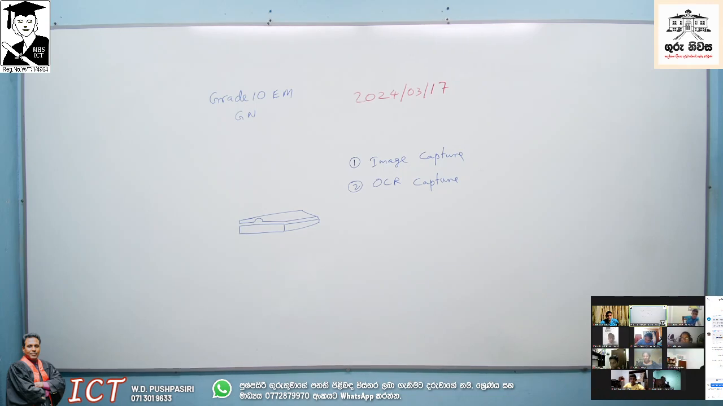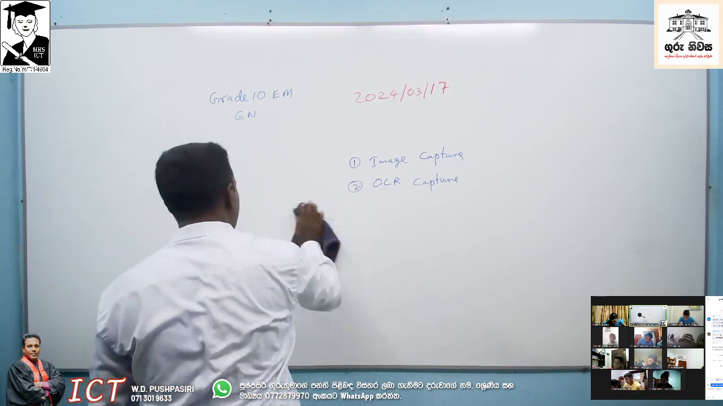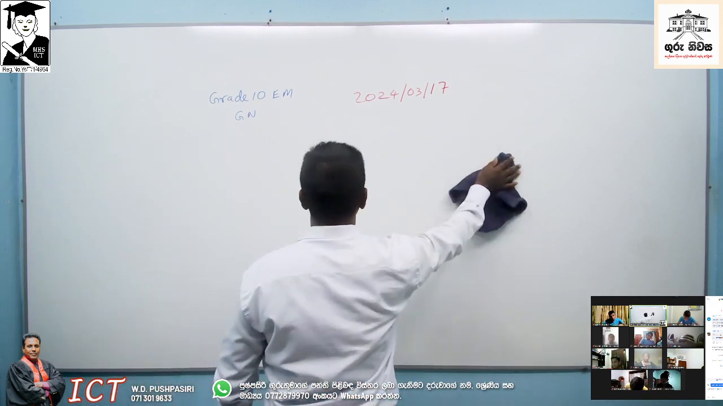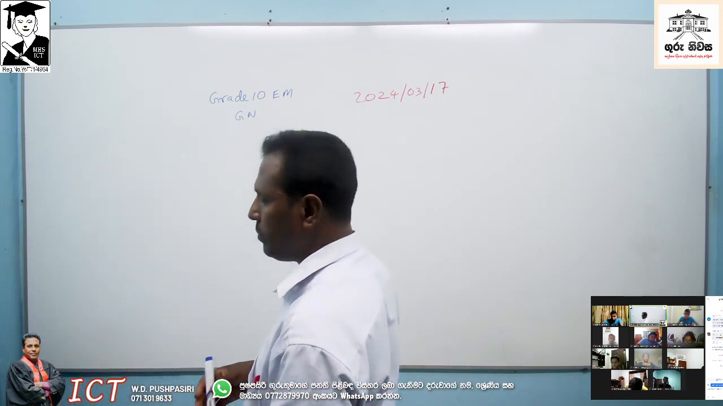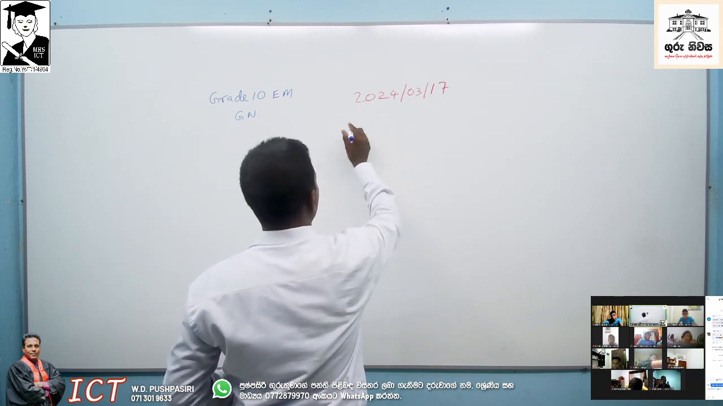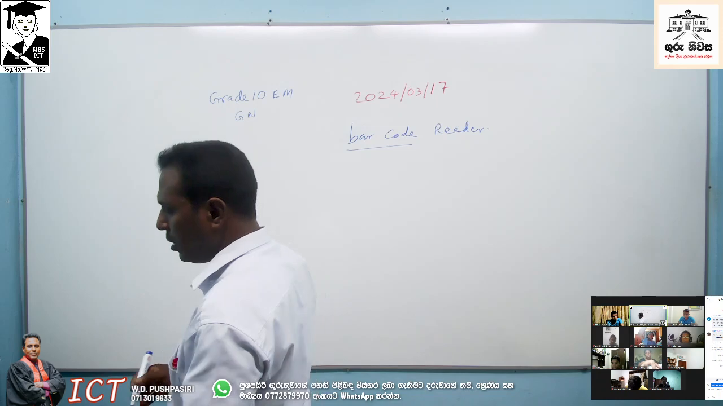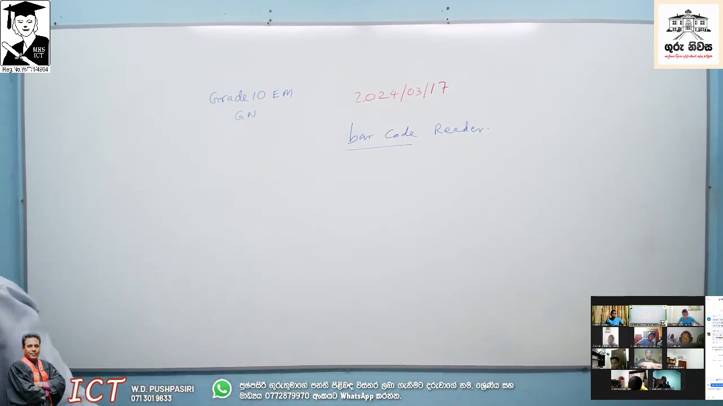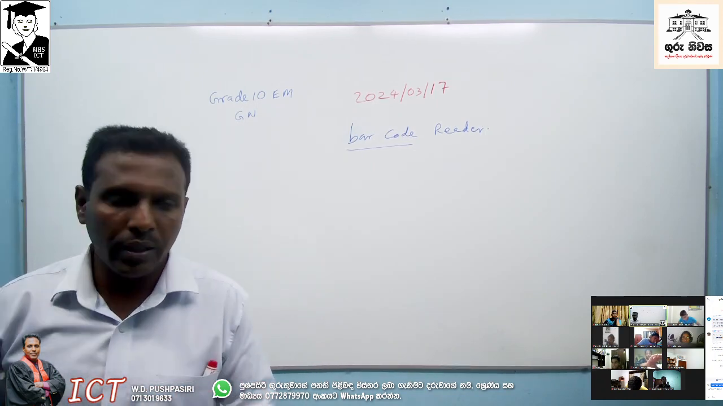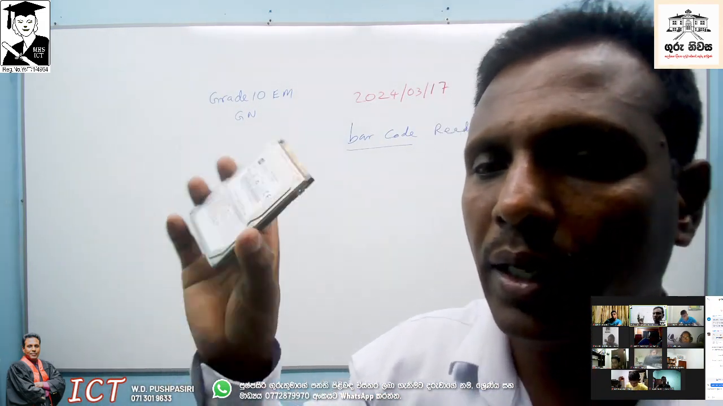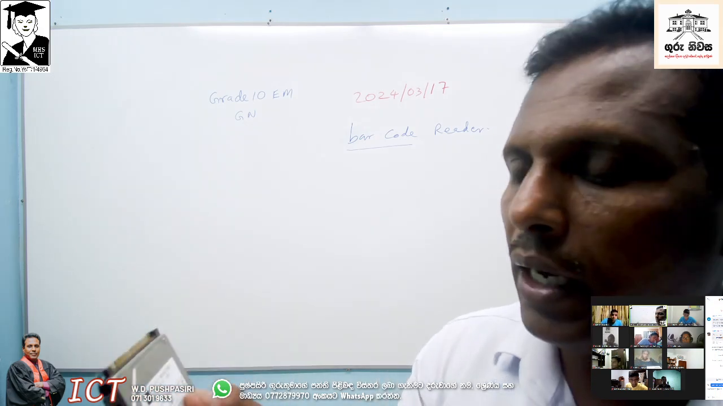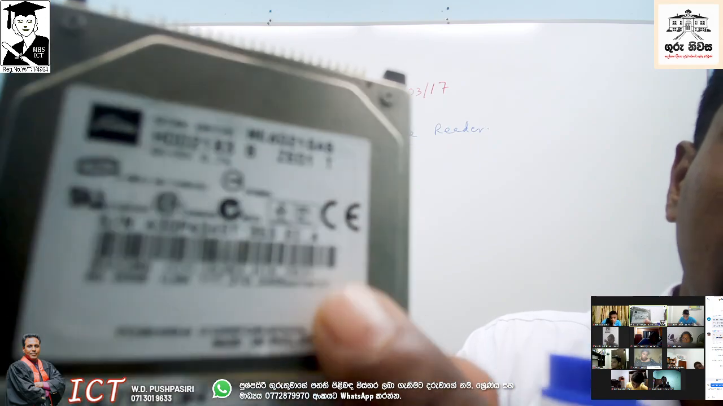Right. Next one, write down the second one is barcode reader. So, what do you mean by barcode? Barcode is, it's... Have you seen this one here? I have here what is called a hard disk. In this hard disk, I will just show you here nearby. Can you see there are some codes here?